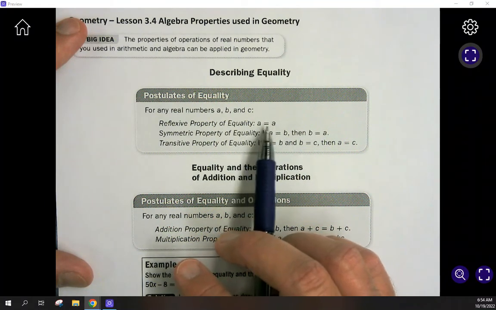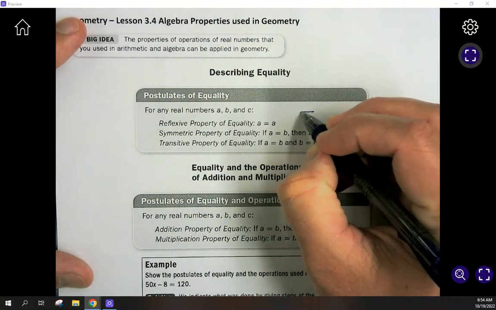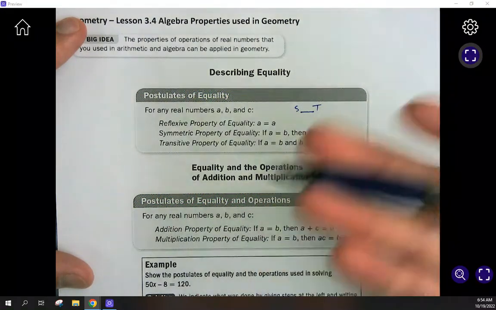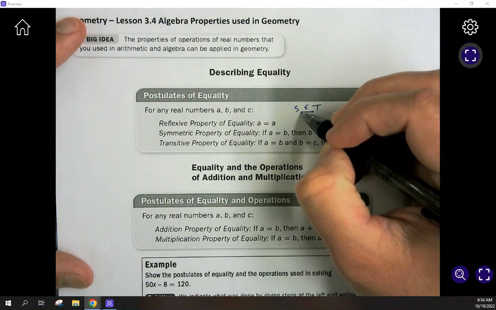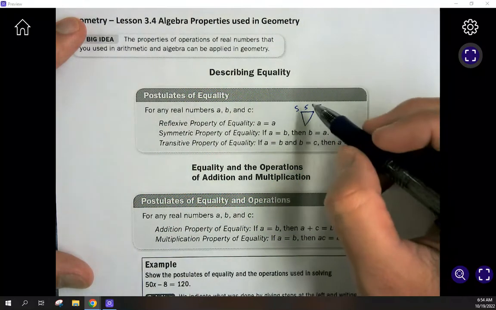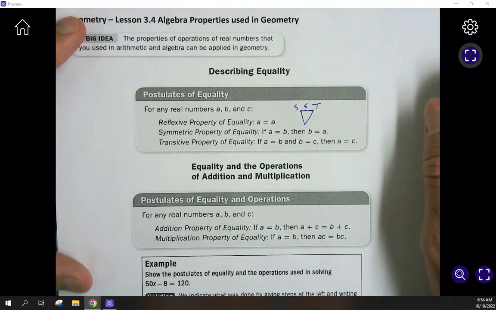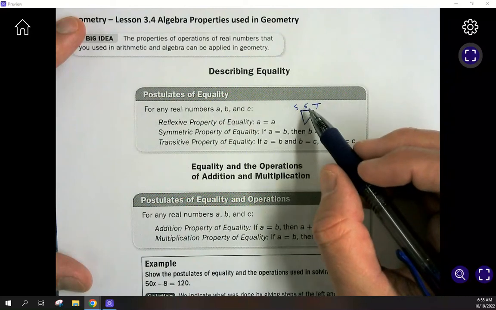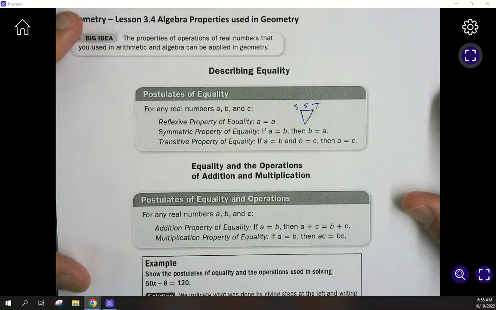Where this comes into play in geometry is if we have a segment, say ST, and we know the length of that segment is whatever it is, 5. If that segment is now used as the side of a triangle, ST still equals ST. Even though now it's part of a triangle, it's a side, it's something else. If it was used to create an angle, it's still equal to 5. ST is always going to equal ST. So that's what the reflexive property basically touches on.